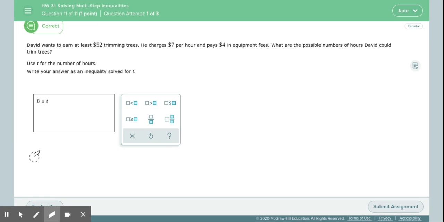All right, so I hope that video helps. And again, that was over solving multi-step inequalities. It might be labeled as homework 30 or homework 31 in your ALEKS. Please just read whatever the title is, solving multi-step inequalities, and this was a video to help you with that.